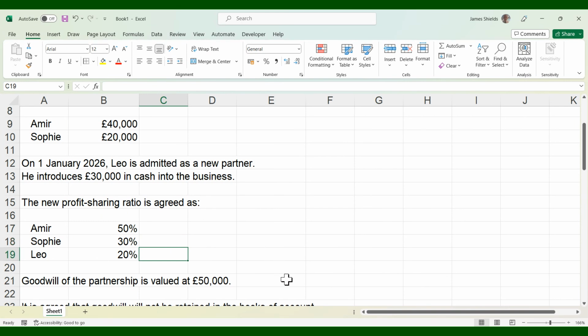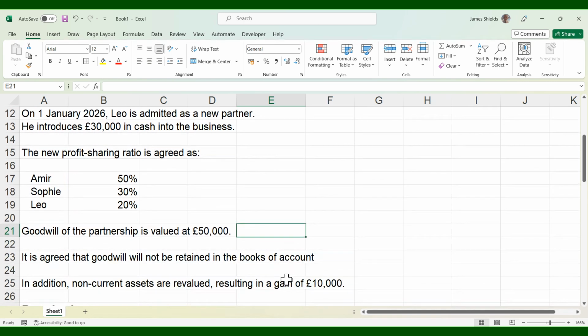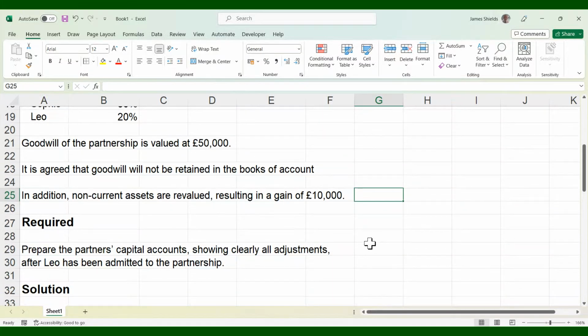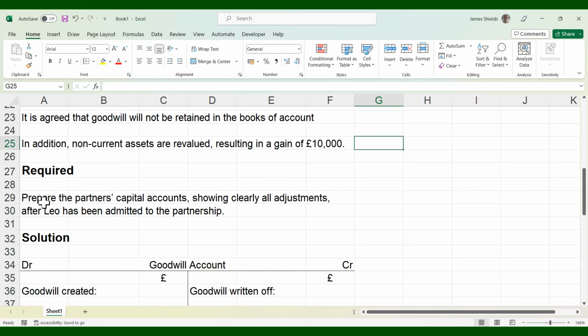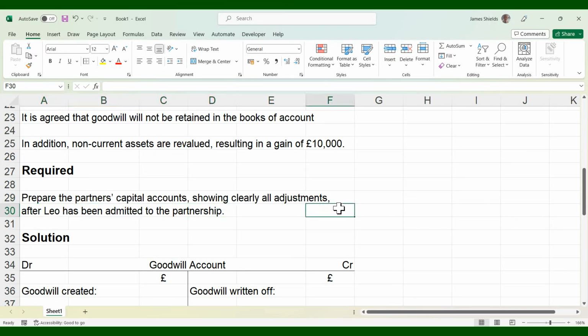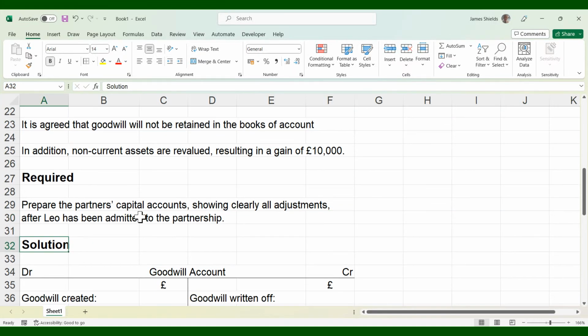So Mia is now 50%, Sophie is 30%, and Leo is 20%. And we're told goodwill of the partnership is valued at £50,000 at that date, and it's agreed that goodwill will not be retained in the books of account. Also at that date, non-current assets are revalued, resulting in a gain of £10,000. Right, so let's see what we've got to do then. Prepare the partners' capital accounts, showing clearly all adjustments after Leo has been admitted to the partnership. Right, so let's have a look at the solution now.